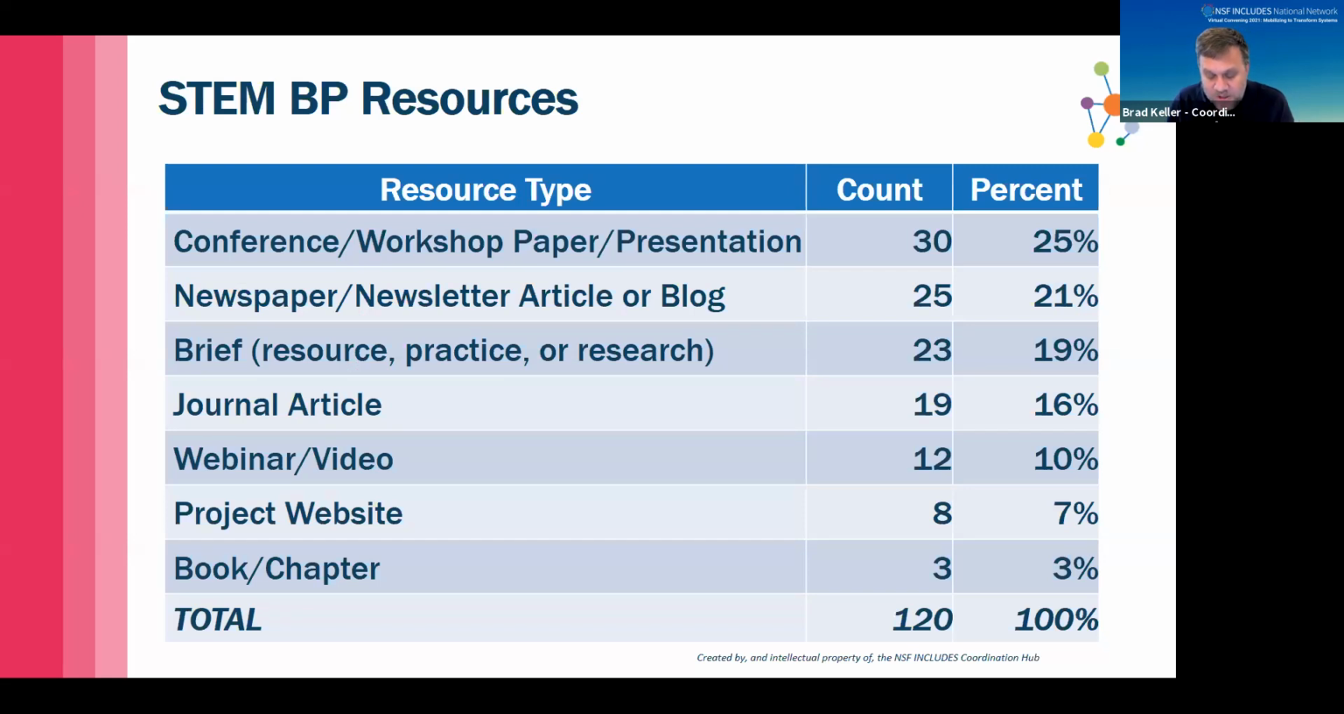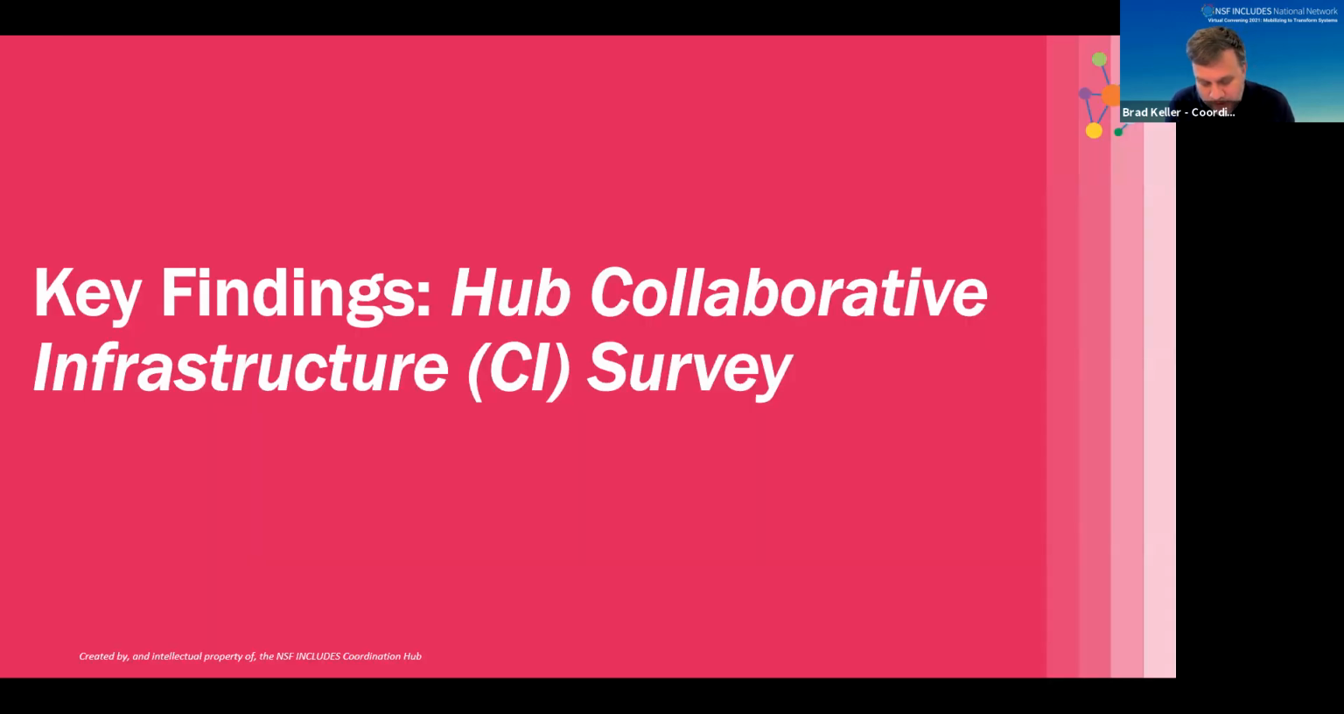The 8 alliances that completed the hub's STEM BP resources worksheet provided information about a total of 120 STEM BP resources. This includes 30 conference presentations, 25 newspaper articles, 23 briefs, 19 journal articles, 12 webinars or videos, and 3 books or chapters. The site includes many links to many of these resources. So now I'm going to turn this over to my colleague Atsushi Miyoka, who's going to describe findings from the Hub's Collaborative Infrastructure Survey.